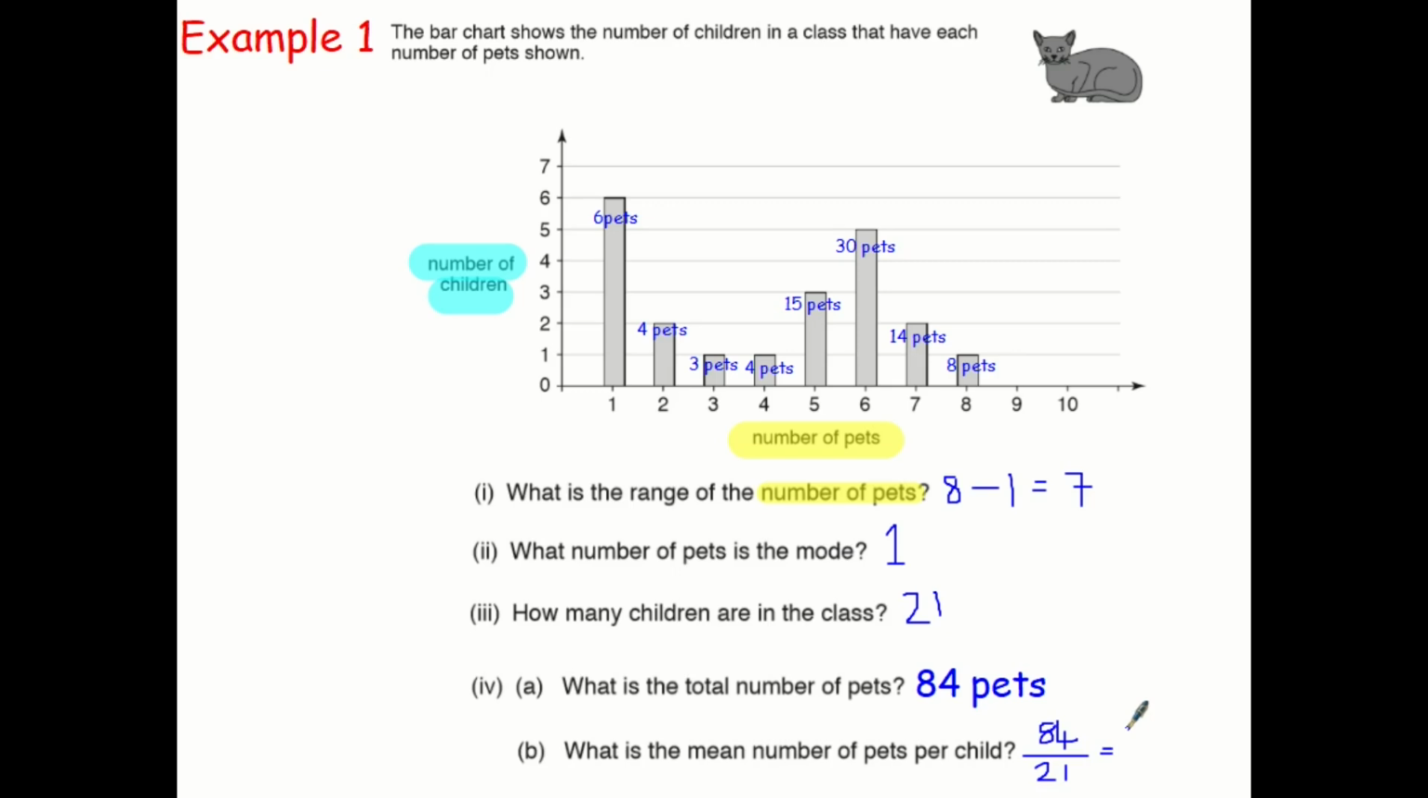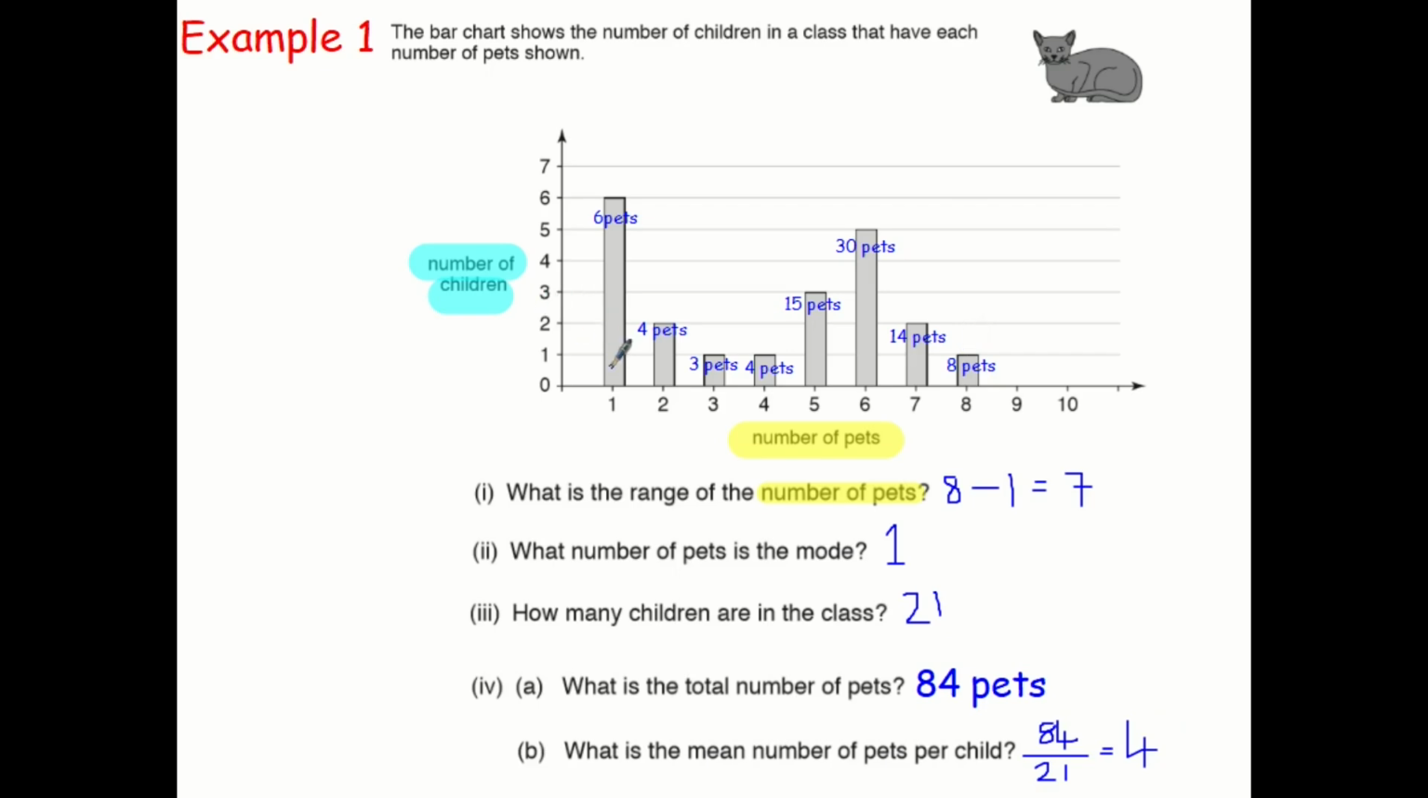Which means the mean number of pets per child is 4. So again, we can see there's a difference in the averages here. We've got the mode number of pets being 1, but the mean being 4. Why is that? Well, looking at what we learned from yesterday, these high values skew that number upwards.